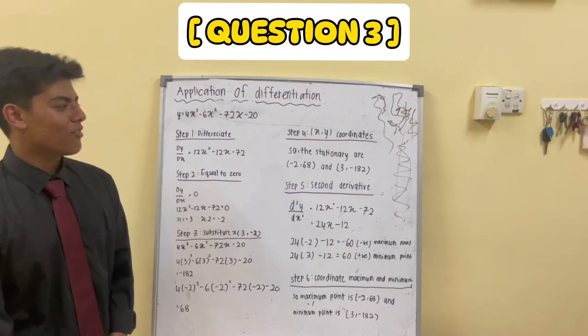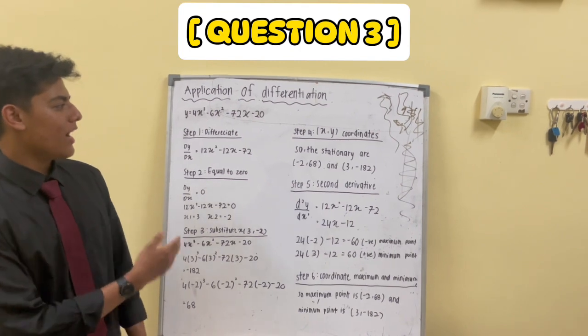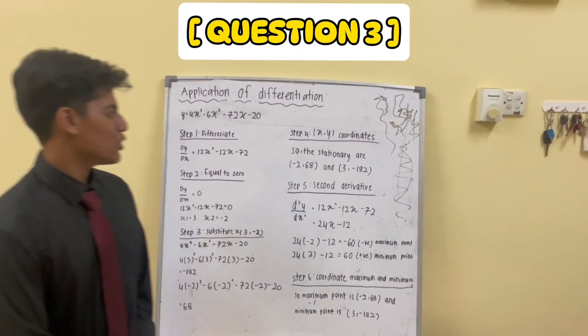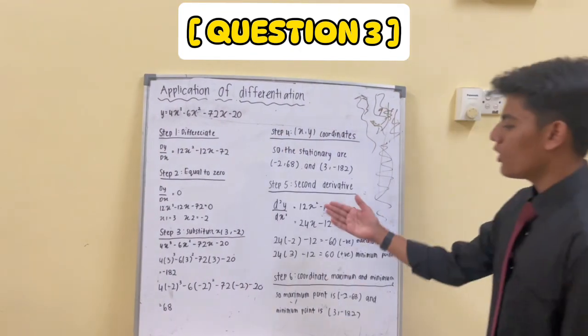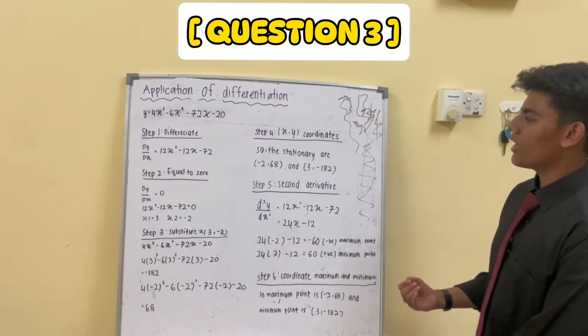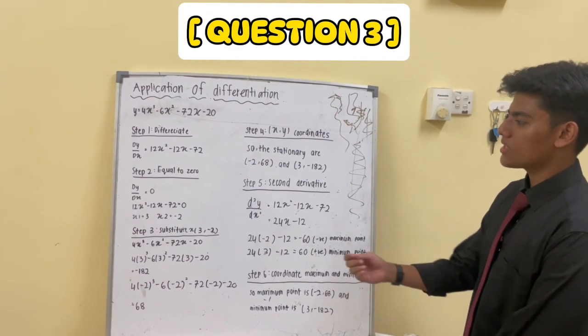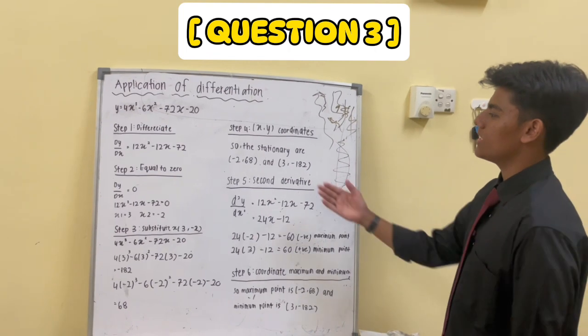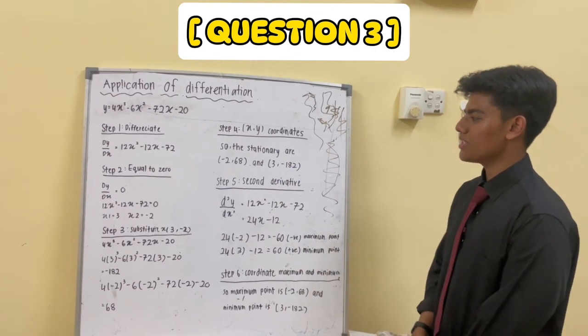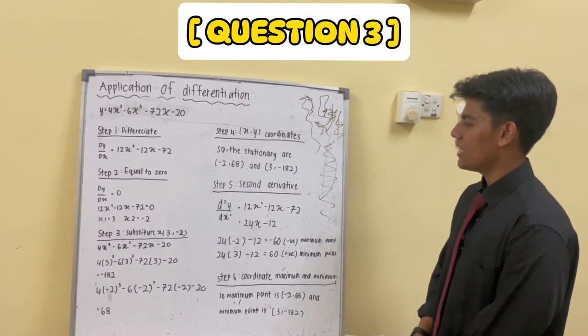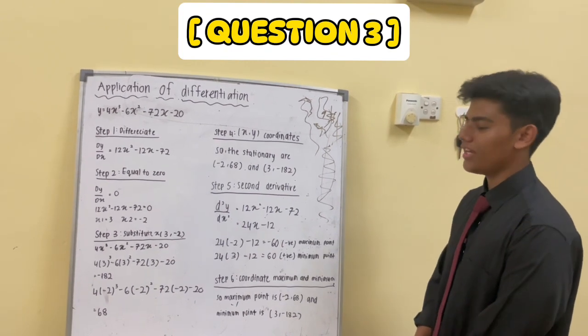So we move to step 4, which is we have to find the xy coordinates. After we got all the answers, we just have to write down the coordinates that we got from step 2 and step 3. So they are negative 2, 68 and 3, minus 182.